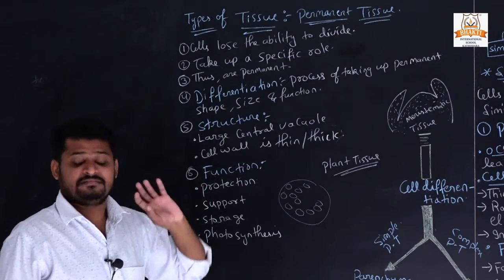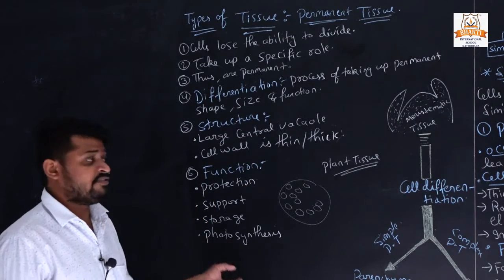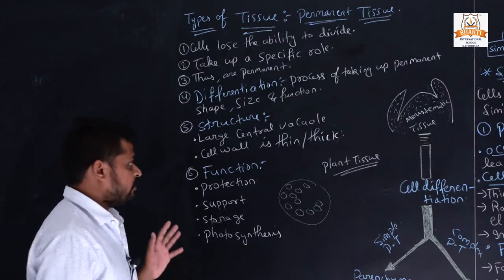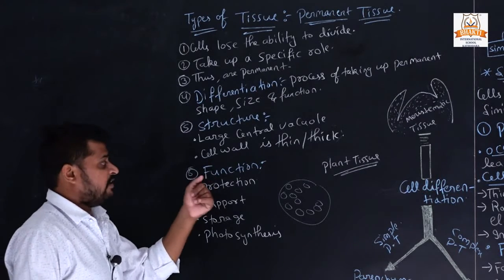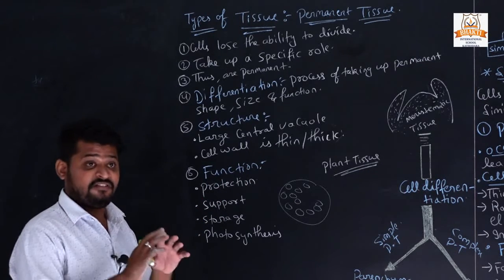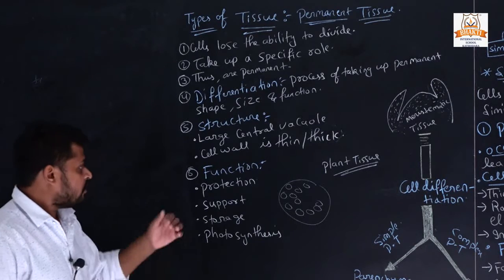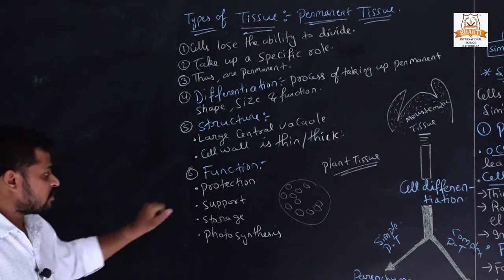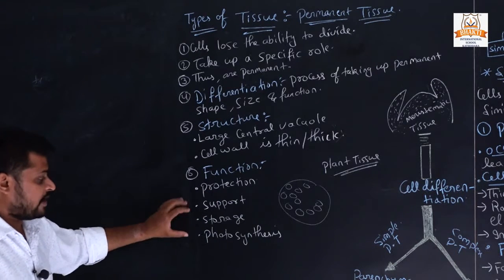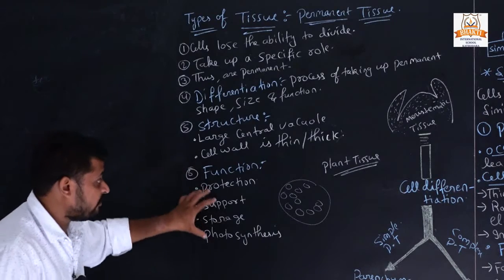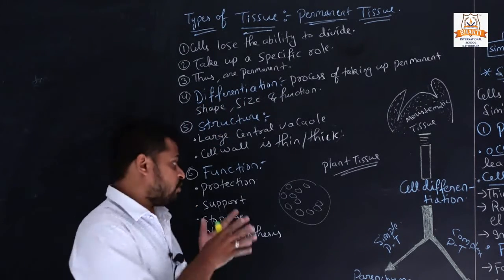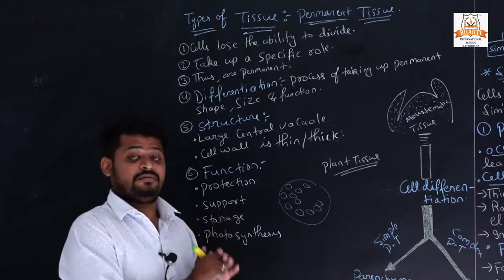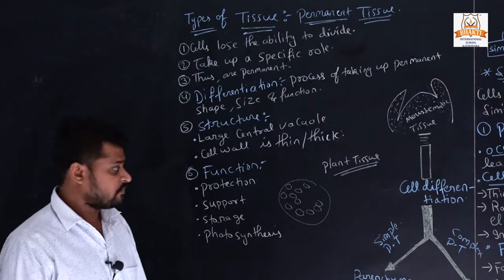The cell wall can be thin as well as thick, both. It depends on where it is present. And what is the function of permanent tissue? It will protect, support, store and carry out photosynthesis. These are all the functions of permanent tissues, and they do all these functions throughout their whole life.